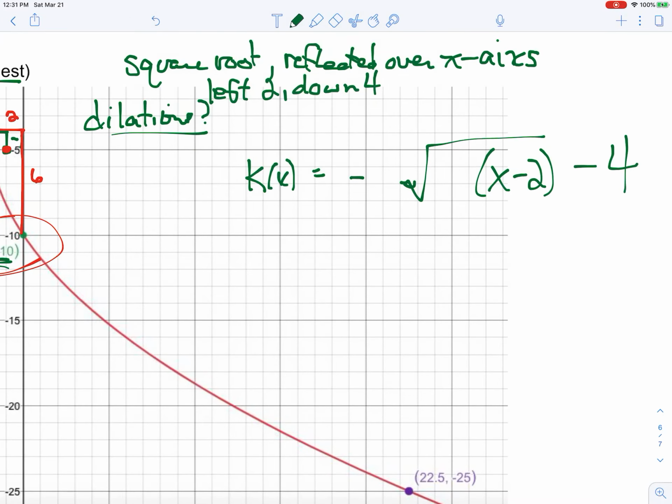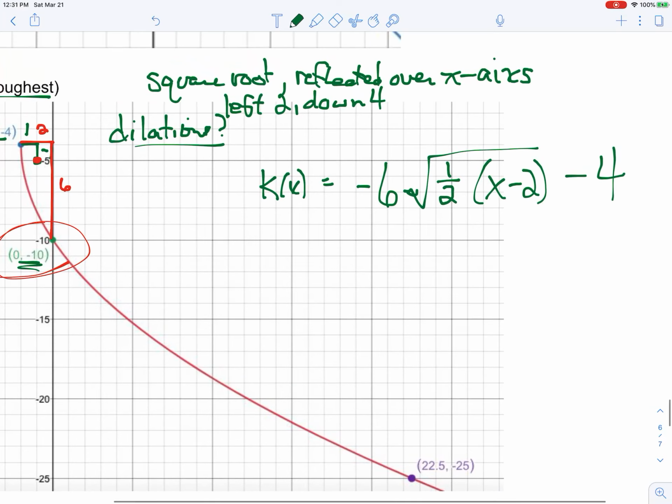If it's vertically stretched by 6, that's a 6 out in front. If it's horizontally stretched by 2, that means on the inside, the horizontal component would be 1/2. Now, I am not quite sure on this. So I plug in the point. I could plug in the point 0, -10. I'm going to go for broke and put in 22.5 and -25. I would pause right here and double check that 0, -10 works.